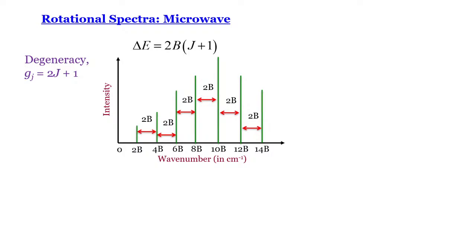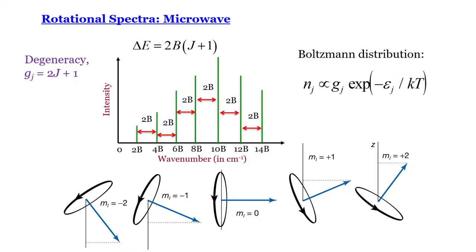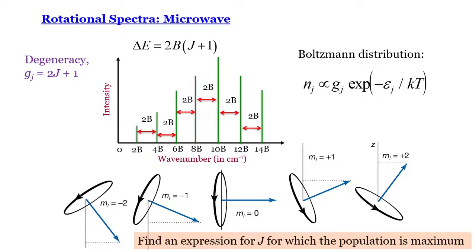If you go back to the hydrogen atom problem, we'll remember the magnetic quantum numbers. So the number 2J plus 1 comes because there are 2J plus 1 orientations in which the angular momentum can be. So 2J plus 1 z components gives us the degeneracy. So the Boltzmann distribution is N_J proportional to G_J, where G_J is the degeneracy of the Jth level, multiplied by e to the power minus epsilon_J by kT. This was your homework: you can work out the value of J for which the population is maximum by simply taking the first derivative and equating it to 0.